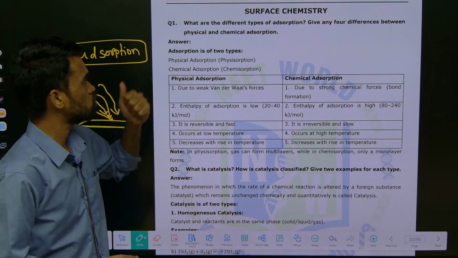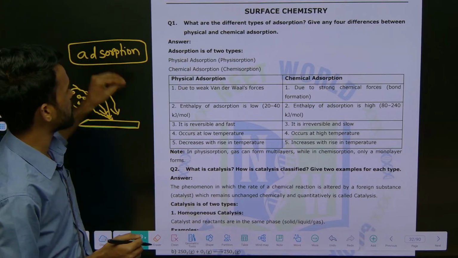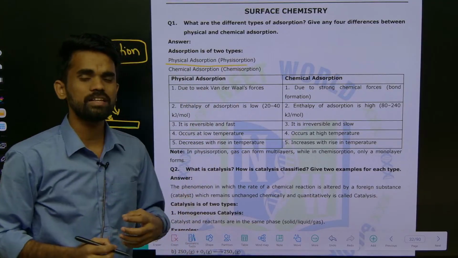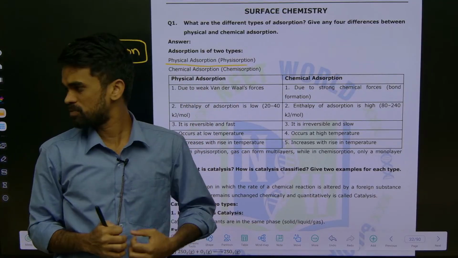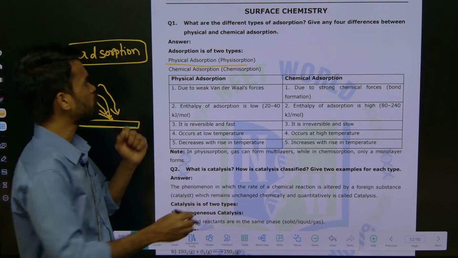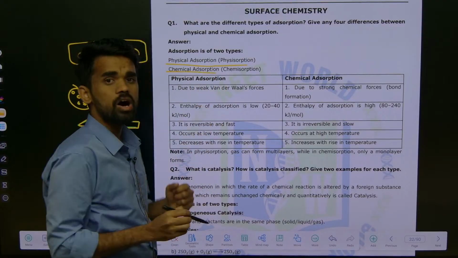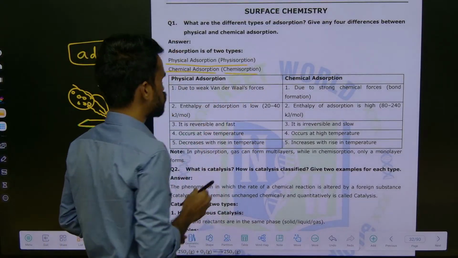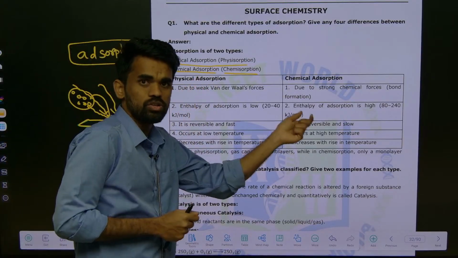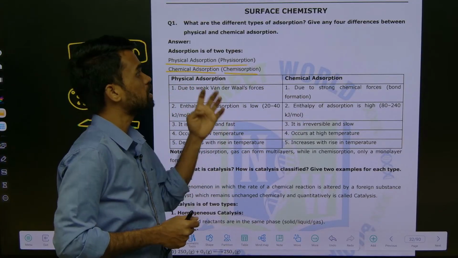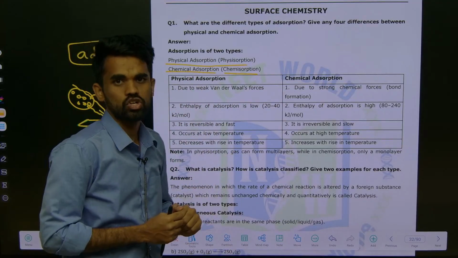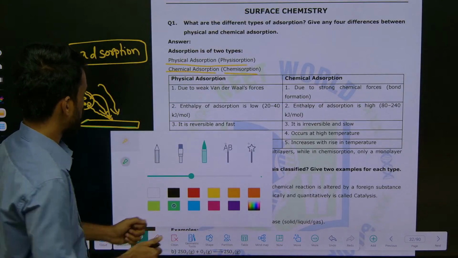Now when it comes to classification, adsorption can be classified into 2 types. One is physical adsorption, also called physisorption, and the other is chemical adsorption, or chemisorption. These are the 2 terms to be remembered here. Now let us look into the 4 differences they are asking, between physical and chemical adsorption, or physisorption and chemisorption.